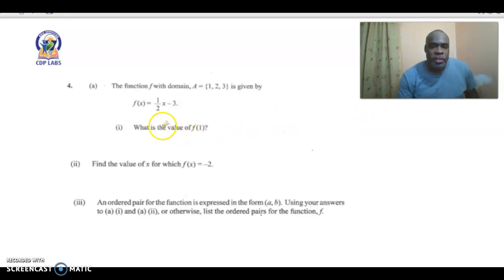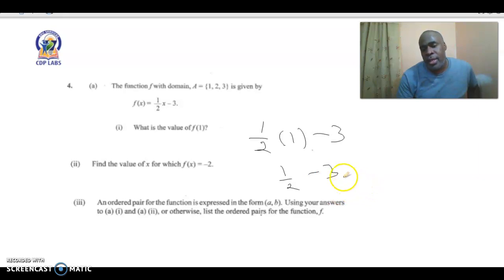Part 1 says, what is the value of f of 1? Notice that wherever x is in the function, we put the number 1. So we write it as half times (1) minus 3. Any number multiplied by 1 is the same number, so half times 1 is the same as a half, minus 3. The answer is going to be negative 2 and a half.